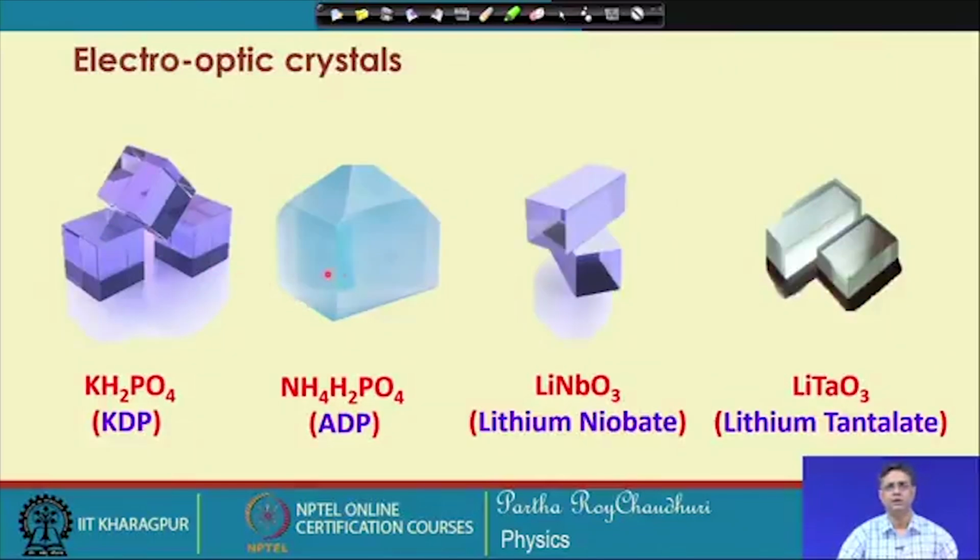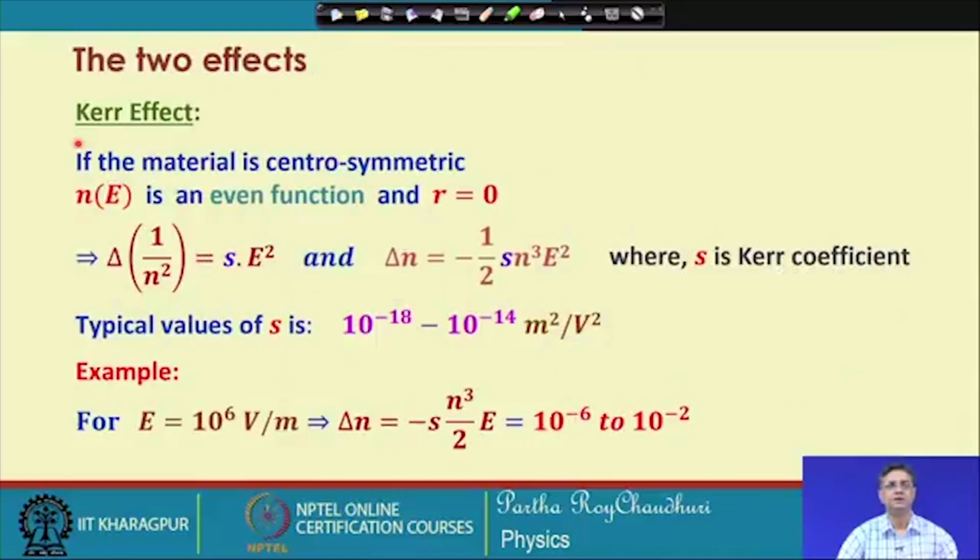So, there are many important electro-optic materials, crystals: KDP, potassium dihydrogen phosphate, then ADP, ammonium dihydrogen phosphate, lithium niobate, lithium tantalate. These are very useful and commercially used electro-optic crystals.